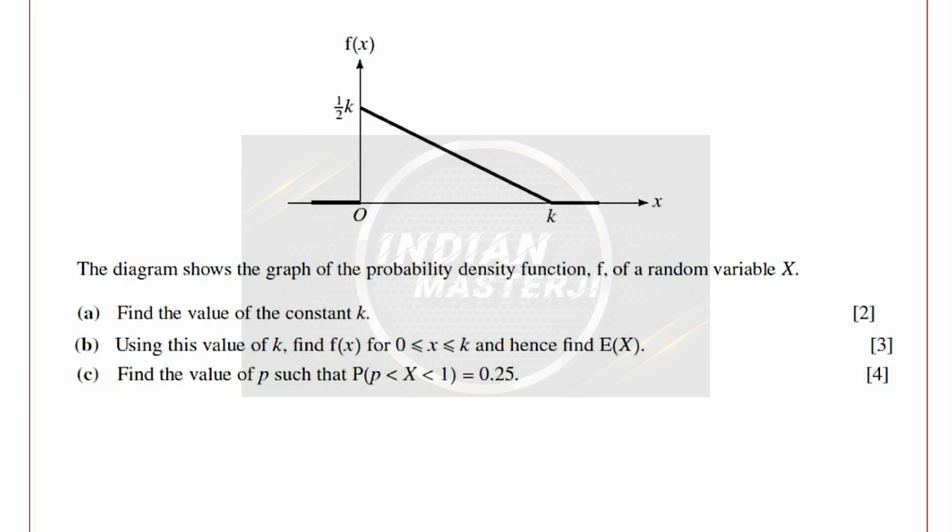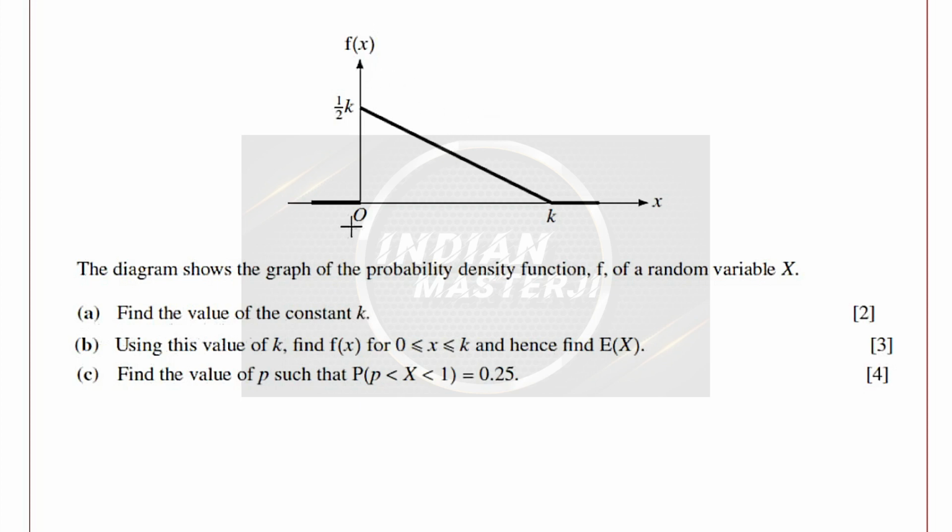Namaskar. In this tutorial, we will go through a past paper question based on the concept of mean and variance of a continuous random variable. The question says that the diagram shows the graph of a probability density function f of a random variable x. So they have given some graph here and they are asking us in the first part of the question, find the value of the constant k.